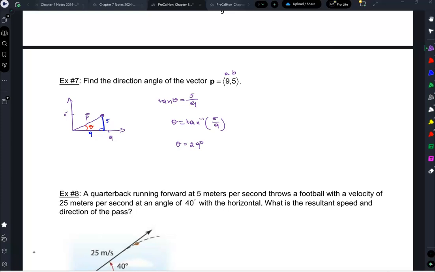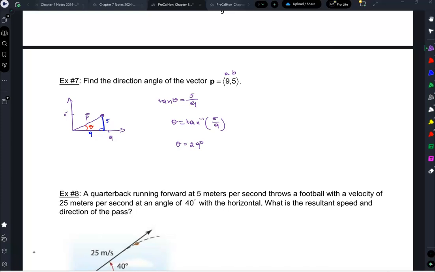Now we need to pause here and go over a couple of things. First, you know how I drew that diagram? Normally we don't do that, because it's just the y over the x. If you did draw it, it's fine, but you don't need to waste your time.